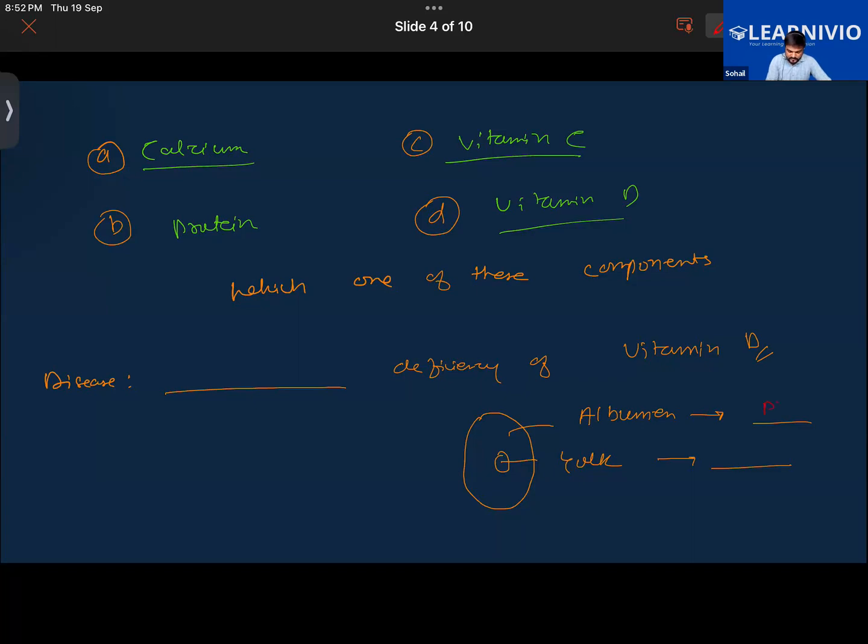Albumin contains a good amount of protein, while yolk is rich in fat. That's why people who are suffering from obesity will not be recommended to consume this part of the egg.